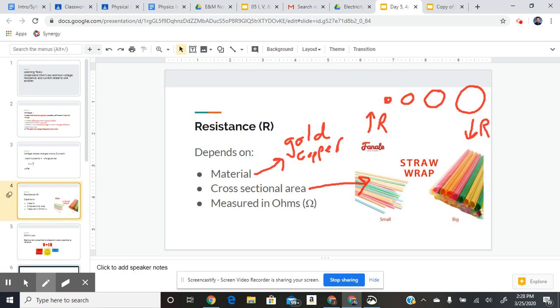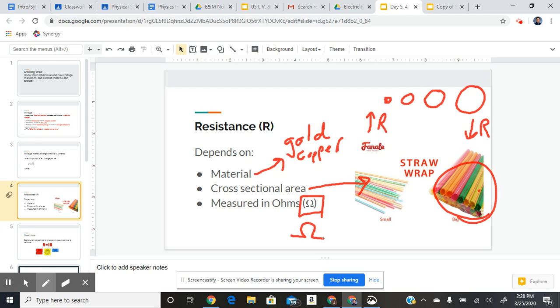And I use a straw as an example because if you have a really small straw, like a coffee stir straw, you're going to have really high resistance, right? Imagine trying to use a really small coffee straw to drink whatever you're drinking. It's going to be a lot more difficult than if you were to use one of these bigger straws over here. The resistance would be a lot lower. We measure this in something called ohms, and we represent this with the Greek letter omega.